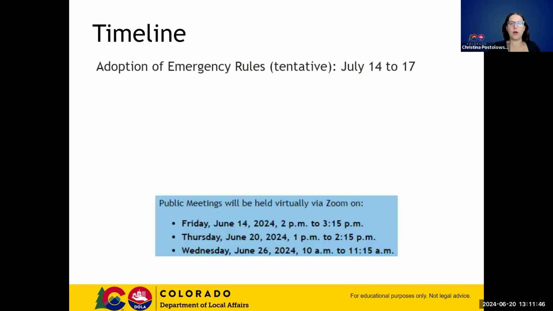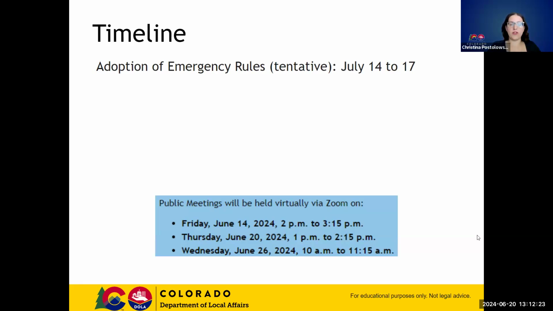Here's a little bit more about the timeline. Last week we were discussing some emergency rules that the Division of Housing was going to adopt. An email went out yesterday that shared a copy of the emergency rules that were adopted by our Division Director, Allison George. And I apologize, that should be June, not July. So June 17th was the adoption date of those emergency rules.